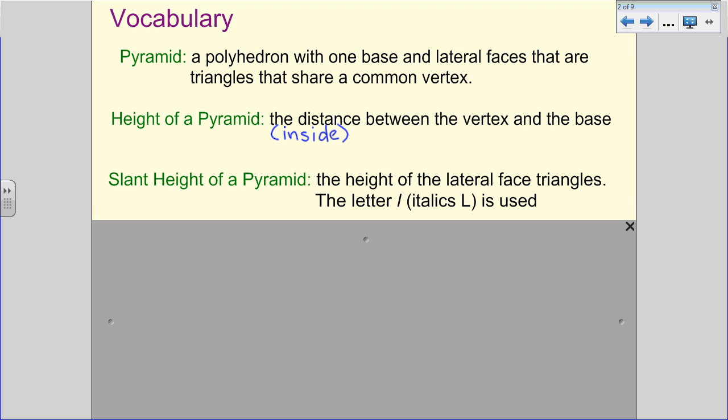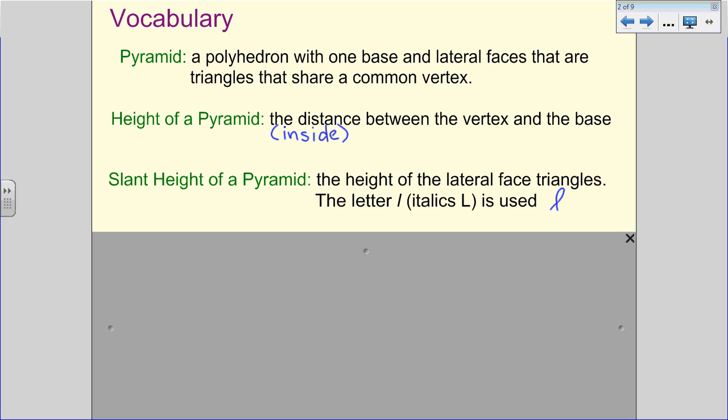The slant height of the pyramid is the height of the lateral face triangles. So the letter L, an italic L, is used. So you'll see it kind of with this cursive italic L. But a slant height is on the outside. We think of this as being on the outside, but it's dealing with the lateral faces.